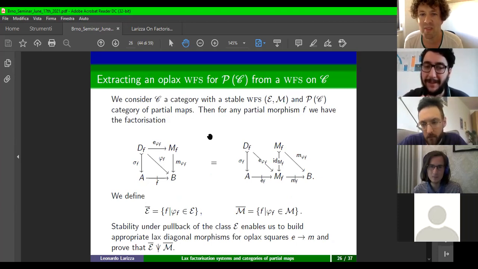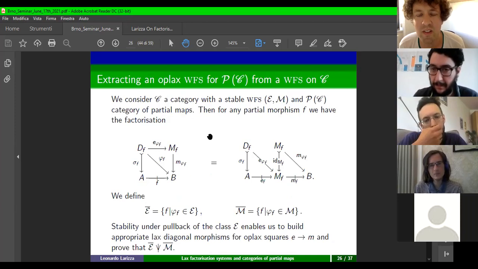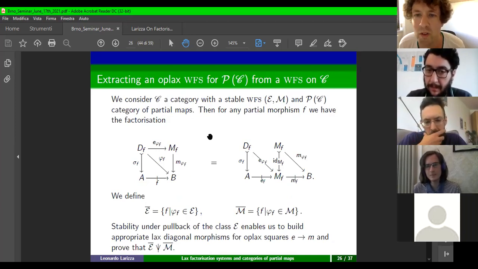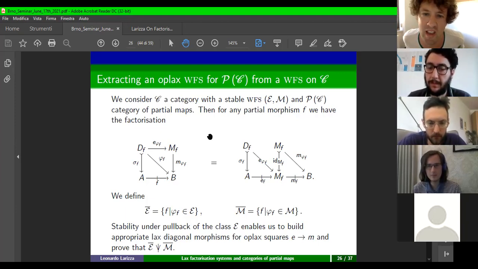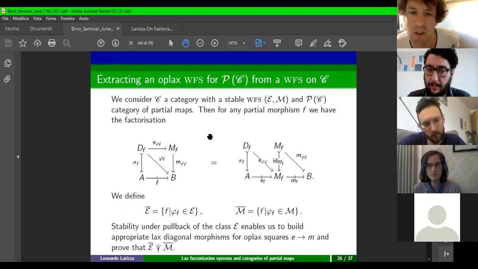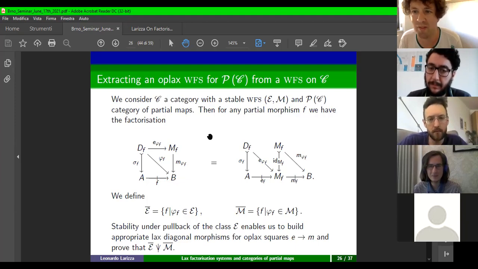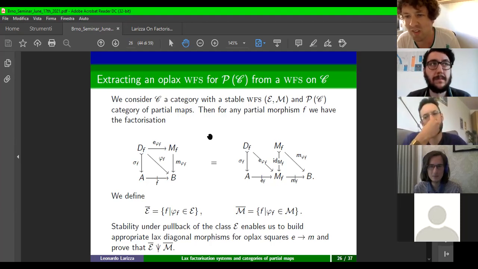Can I ask you to repeat the question? Sorry. Yeah, well, there's the functor which sends C to PC. Okay. And moreover, if you have (C, E, M), a stable weak factorization system, then you get PC with PE, PM, I don't know what to call those classes. So that takes you from the world of weak factorization systems to the world of oplax weak factorization systems. And I'm just wondering whether that assignment has a universal property. Is it the universal oplax weak factorization system that you can construct from a weak factorization system?